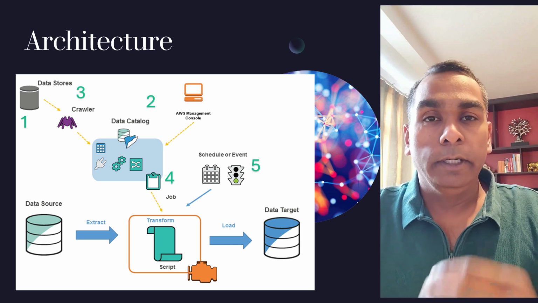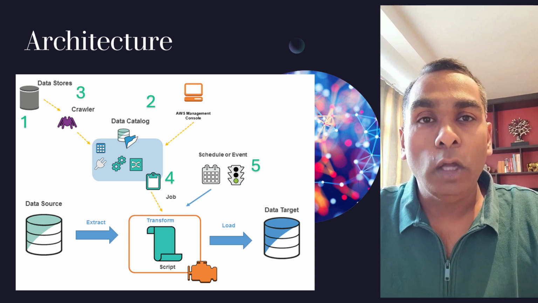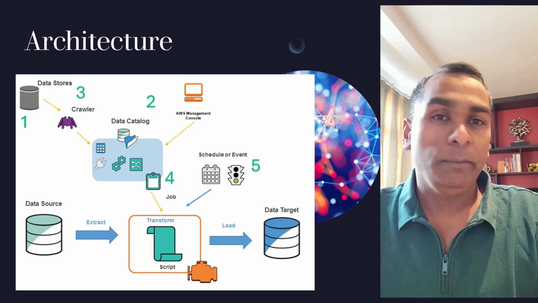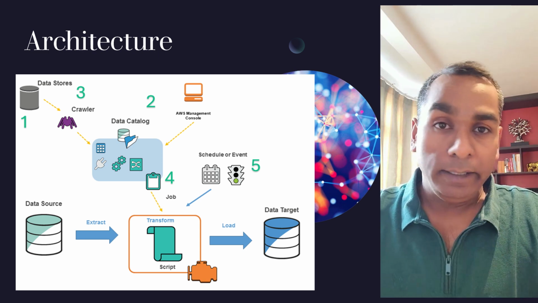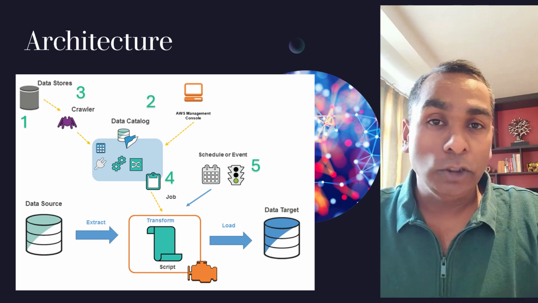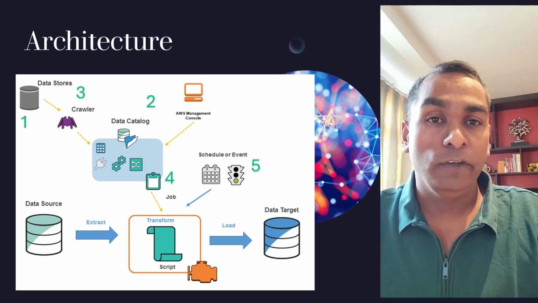In this diagram, the data catalog, crawler, ETL jobs, and the triggers, they all are components of the AWS Glue service. The data catalog stores the metadata of any data which is stored in these S3 buckets. It maintains the location, schema, table definition, etc. It also remembers the partitions to make the queries faster and more efficient.